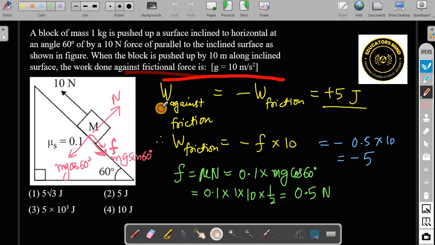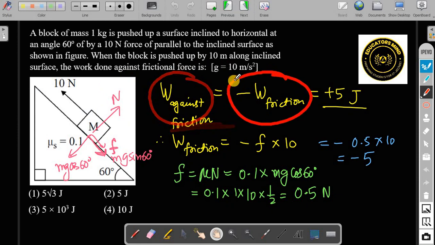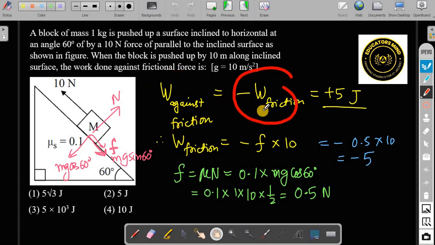So first of all you should note work done against friction means it is negative of work done by friction. So work done by friction we have to calculate. Work done by friction: as it is going up 10 meter, friction is acting backwards. So minus F into displacement, right? So this is the work done by friction.